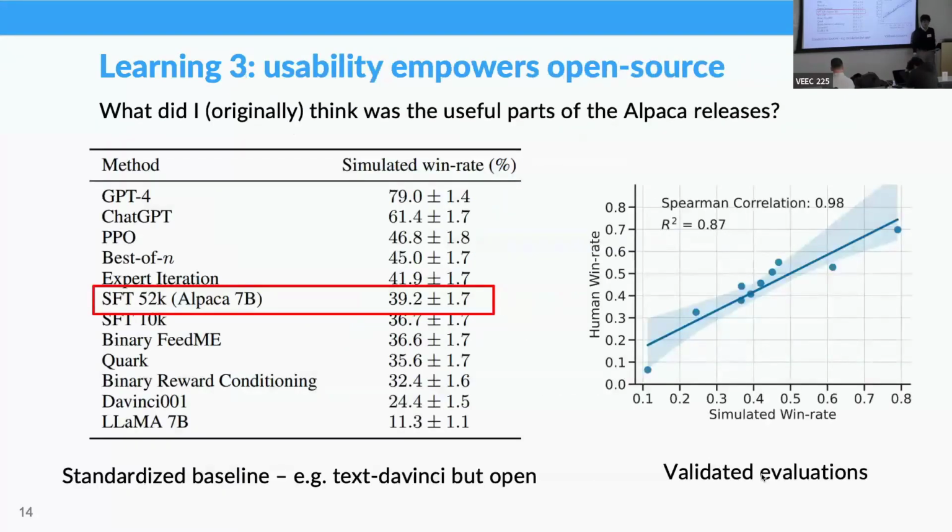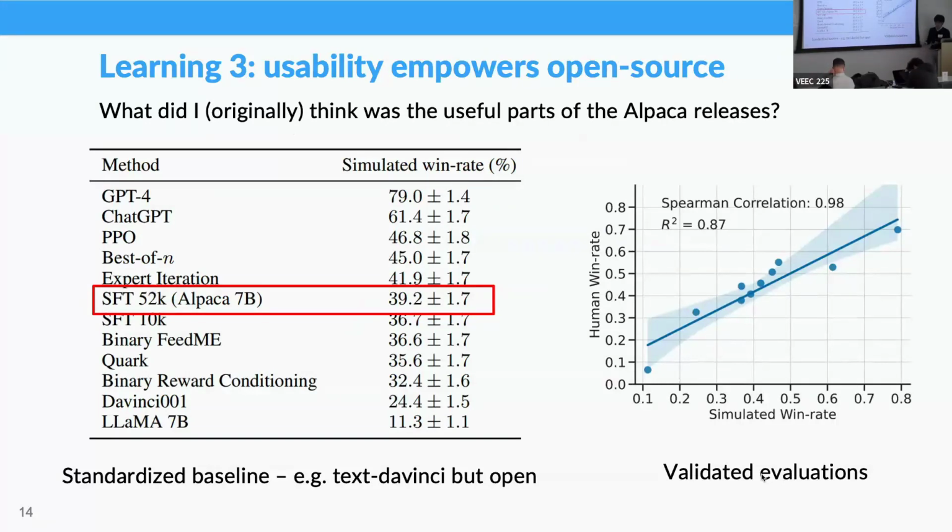Okay, and then the third thing, this was really a miscalibration of what I thought were important things versus what turned out to be important in terms of adoption of my ideas, adoption of my artifacts and so on. And so originally when I was working through a lot of this Alpaca stuff, what did I think was very useful and what did I think would be important?